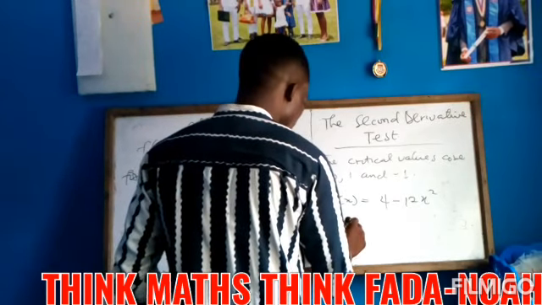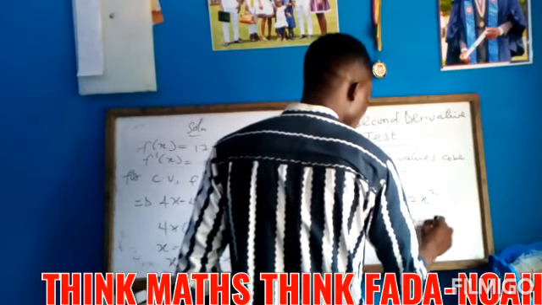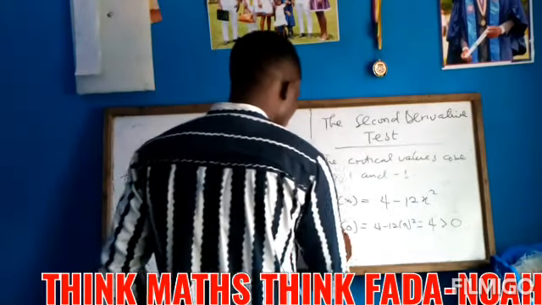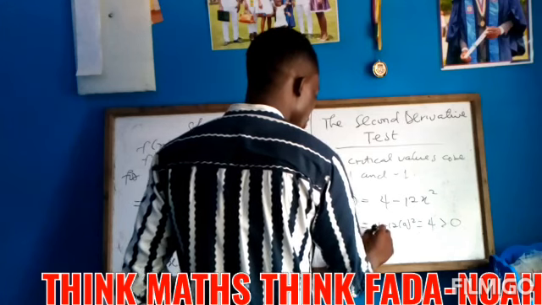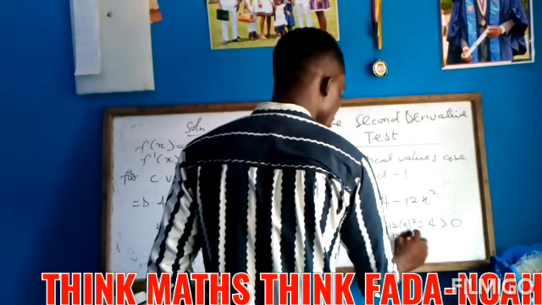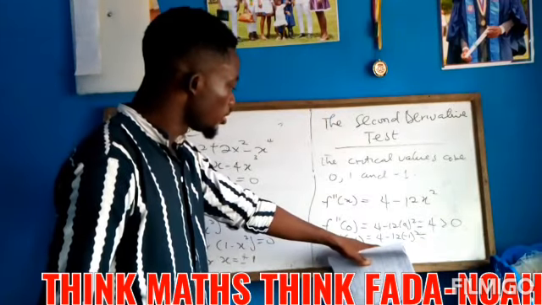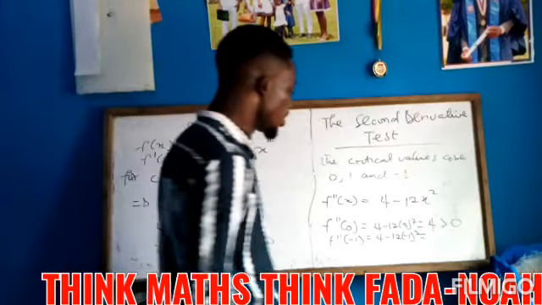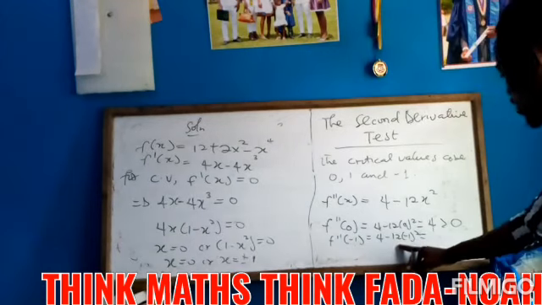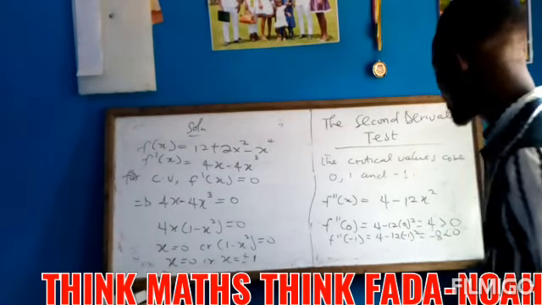So f prime prime of 0 is equal to 4 minus 12 times 0 squared, which will give us 4. And this is greater than 0. And we find f prime prime of minus 1 to be equal to 4 minus 12 times minus 1 squared. Sorry, 4 minus 12, which is minus 8. And this one is less than 0.